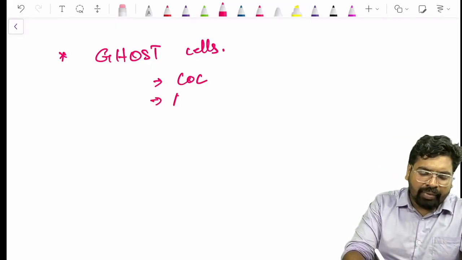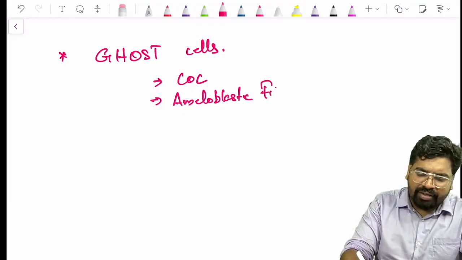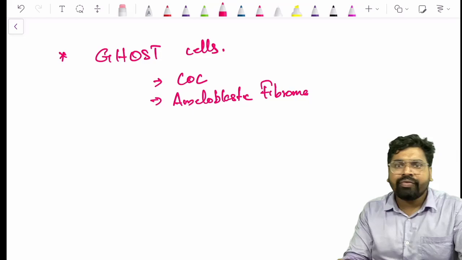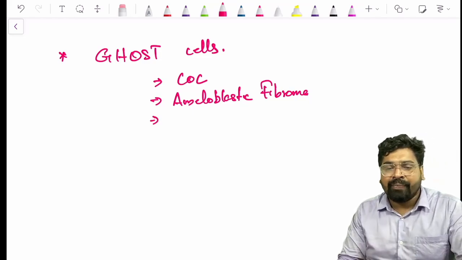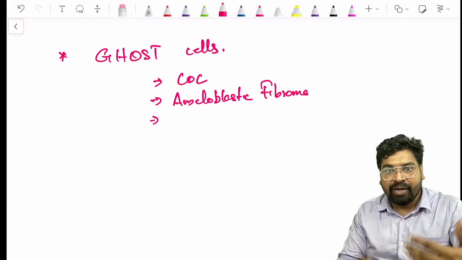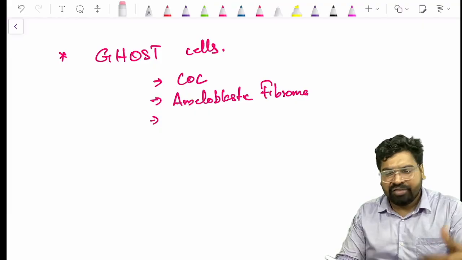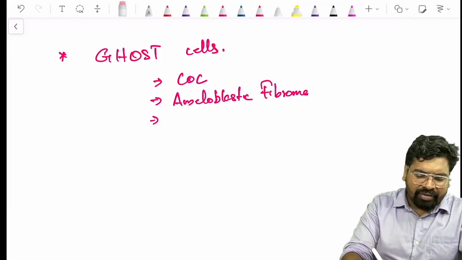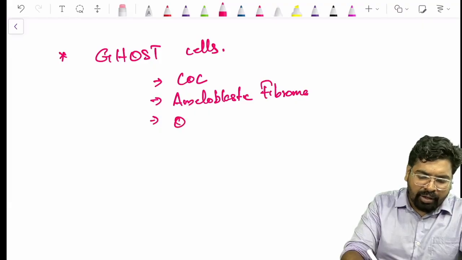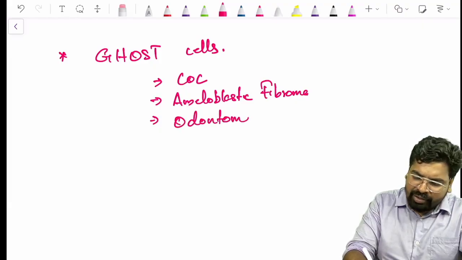In ameloblastic fibroma, you can see ghost cells. You can write along with me. You can keep it as a note. This is a very famous, very important question: which among the following is a ghost cell lesion, or which among the following show ghost cells? COC is there, ameloblastic fibroma is there. In odontomas, you can see ghost cells.